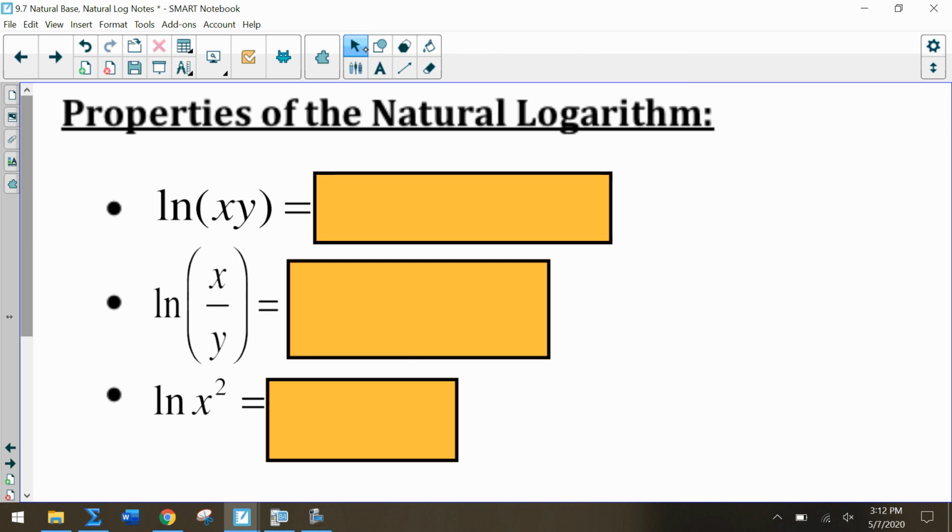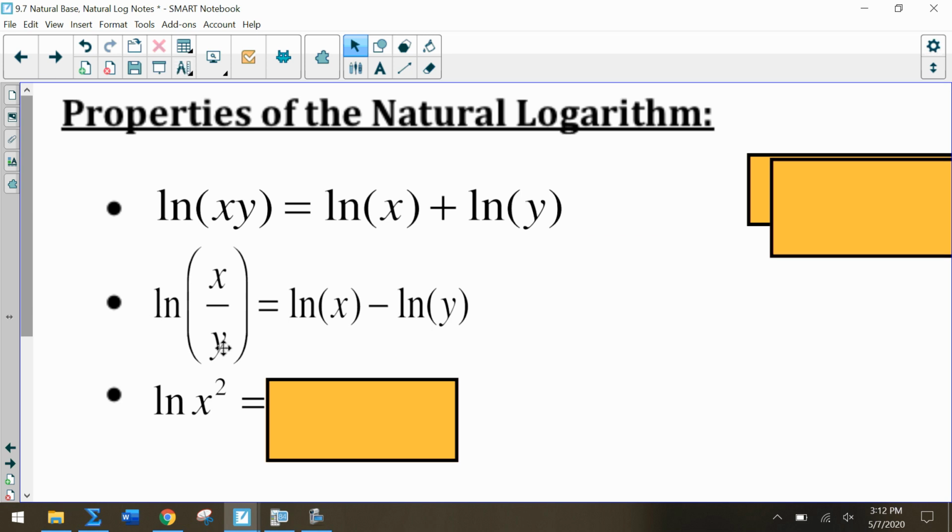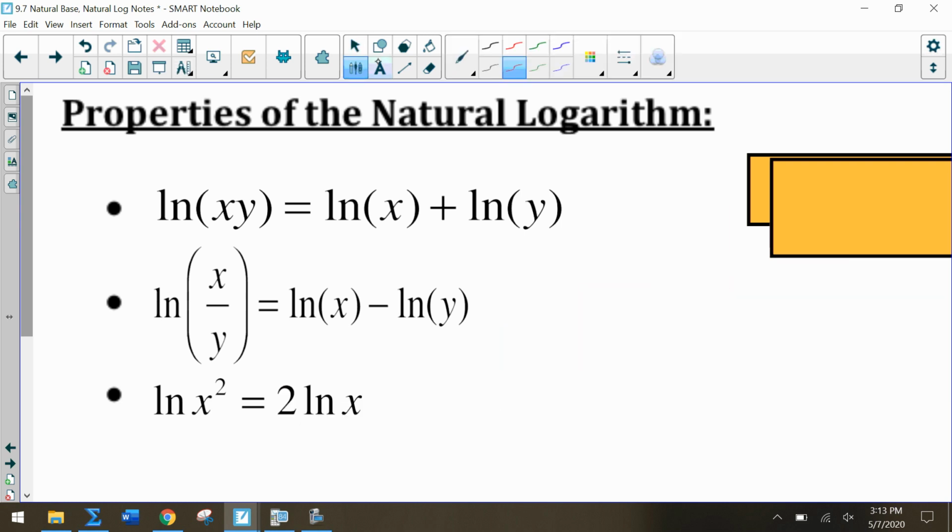So just like we had properties of logs, we now have properties of natural logs, and they are the same properties. So ln of x times y equals ln of x plus ln of y. Ln of x over y equals ln of x minus ln of y. And the power property, that exponent can shift to become the coefficient and then go back and forth however we want to help us simplify, so that 2 can be moved to the front. Okay, so the same properties of logs, except now instead of a log, we have ln, the natural log.